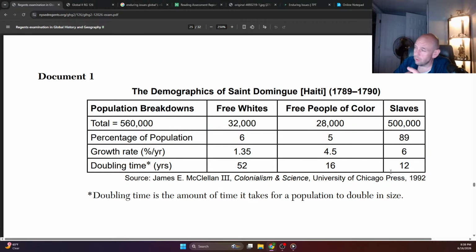Like Toussaint Louverture, the Haitian Revolution, Enlightenment thinkers, Napoleon's conquest in Europe, the Louisiana Purchase, if you know your U.S. history, is all related to the events that are about to happen as a result of these demographics. There's so much you could talk about here. The outside evidence is amazing.